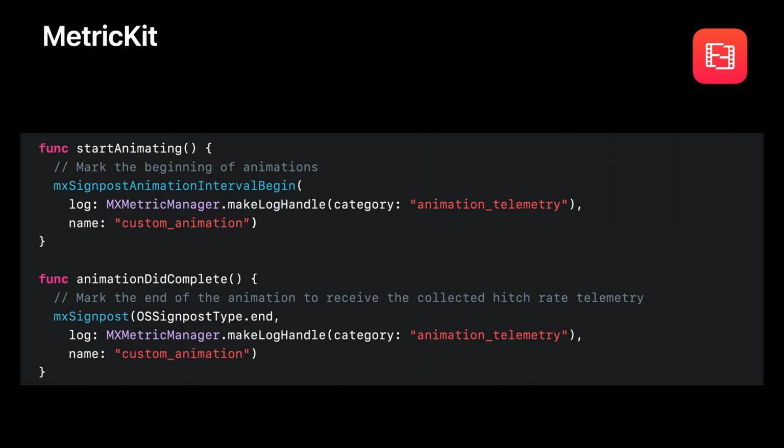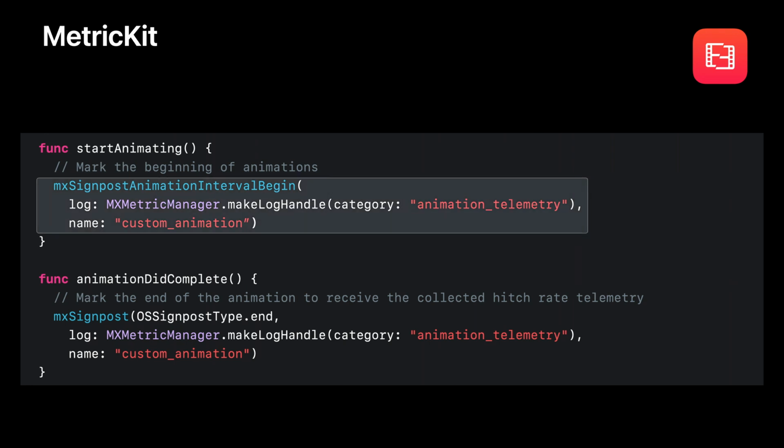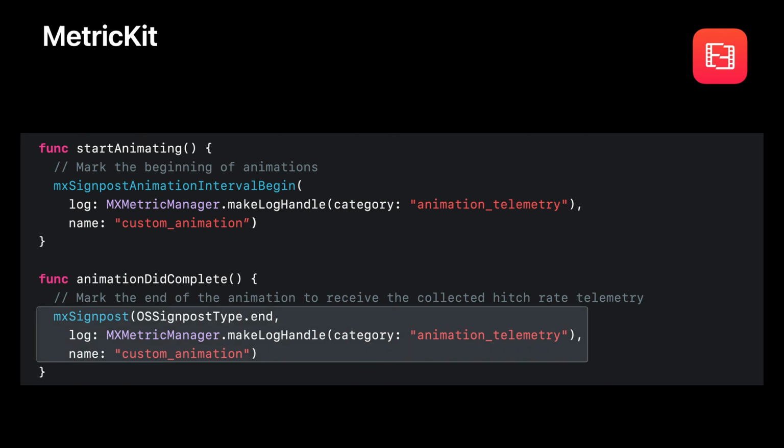Using the MXSignpost Animation Interval Begin API, I'll be able to strategically mark the beginning of custom animations. Using the MXSignpost End API, I can mark the end of the animation and collect hitch rate telemetry during that interval. These two functions will not only capture granular performance data for this interval, but will also capture any hitches that occur.